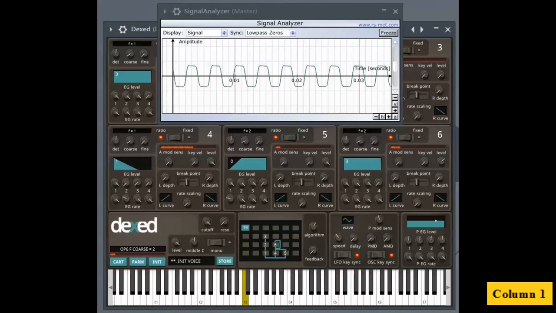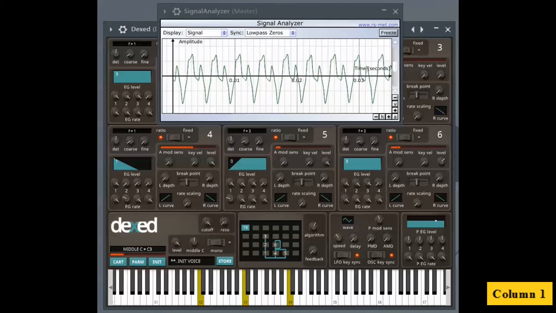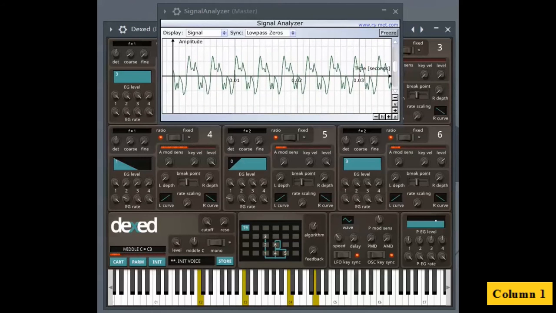With operator 4, the square wave operator, I adjust levels 2 and 3 to 0 and choose a rate 2 of about 24, and with operator 5 I do the opposite and choose a rate 1 of about 19. I get a square wave slowly transforming into a saw wave one octave up.